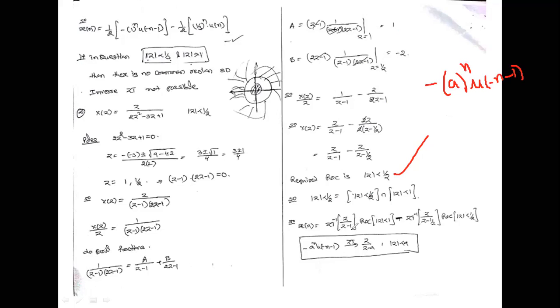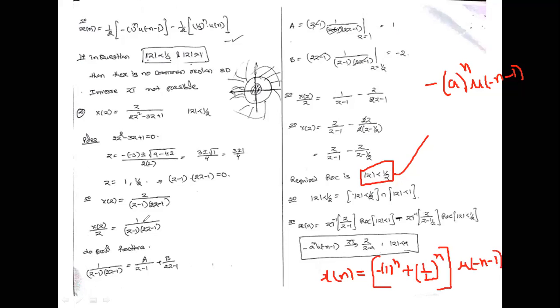So the inverse transformation of z by z minus 1 is minus a power n mu of minus n minus 1. Similarly, z by z minus 1 by 2, where a is 1 by 2 here. So you can get the equation x of n, when ROC is less than a, both the functions you can write in the left hand side. The first function is a 1, so minus of 1 power n. Already we have the minus there, minus into minus is a plus, and 1 by 2 whole power n multiplied with mu of minus n minus 1.